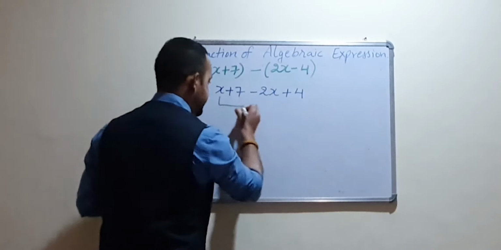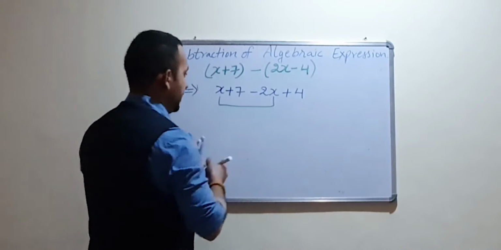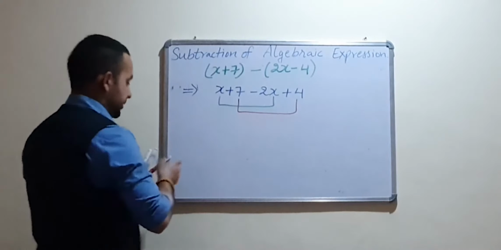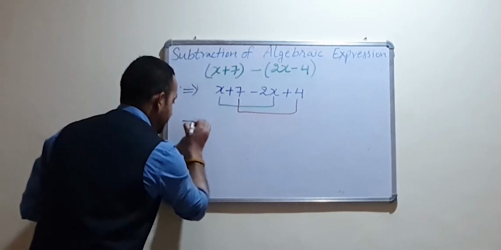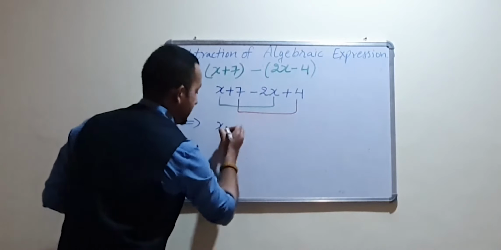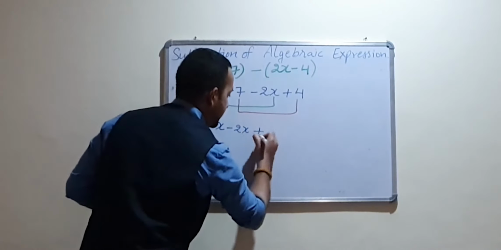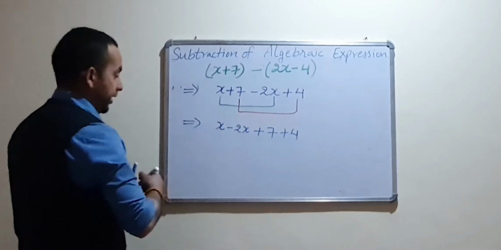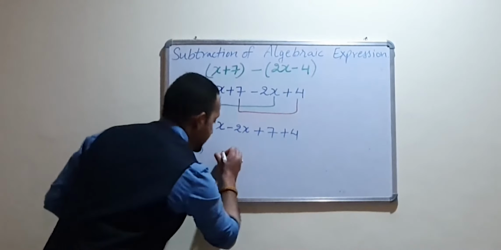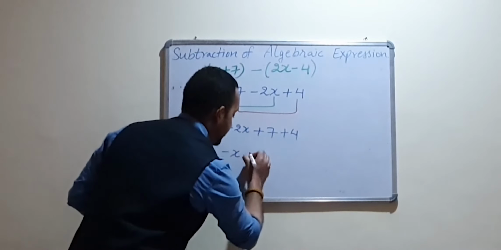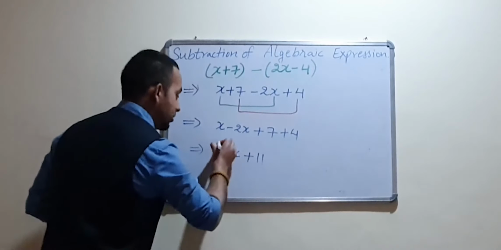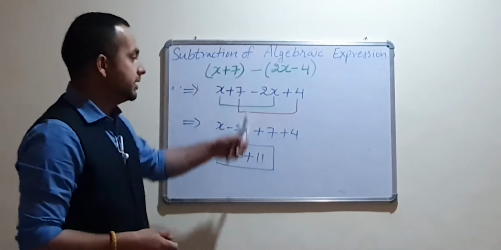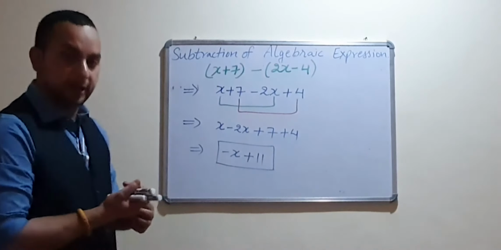Now collect like terms. These two are like terms and these two are like terms, right? So we will solve this: x minus 2x plus 7 plus 4. x minus 2x, your answer is negative x, and 7 plus 4, your answer is 11. So negative x plus 11 is your answer. We have learned this in class 7.